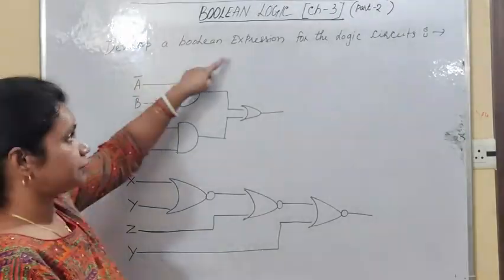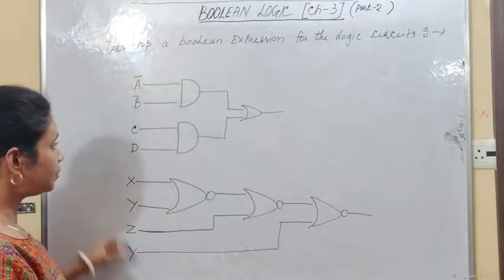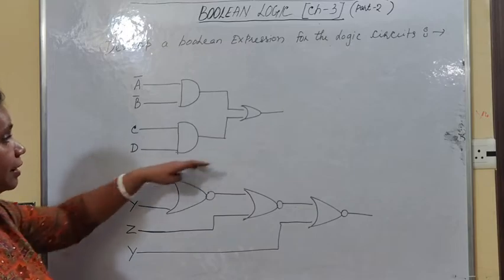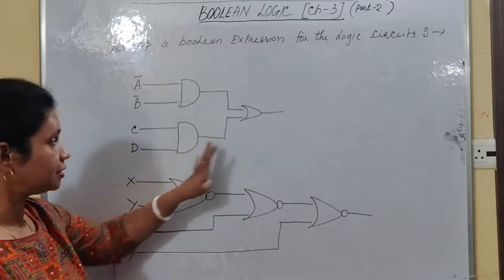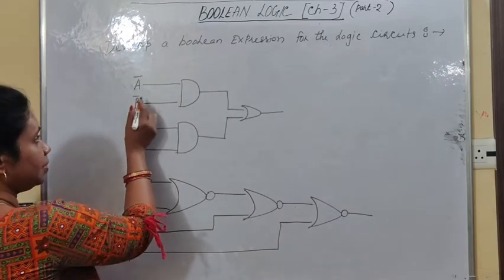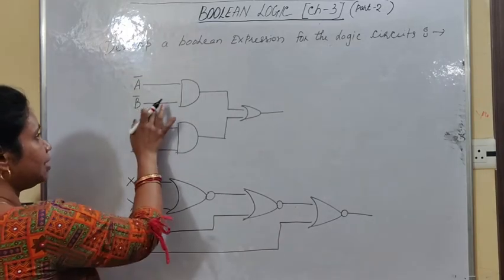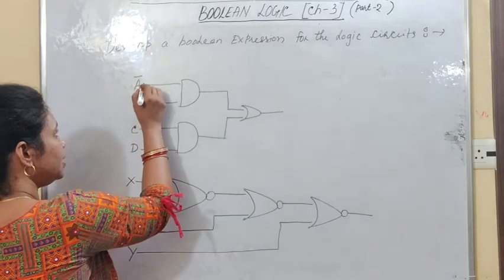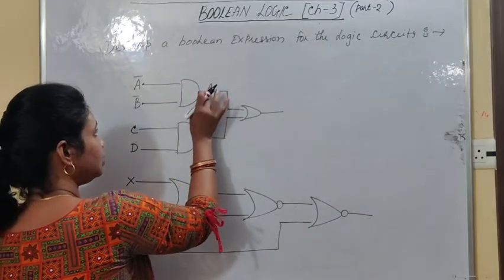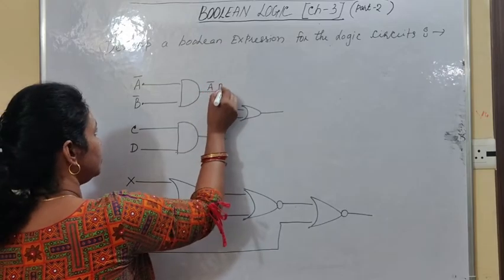Develop a Boolean expression for the logic circuits. Suppose already two logic circuits now we have. We have to write the name of the output of this logical diagram. Right students? So here you can see A bar and B bar. Directly I have written A bar signal. This signal name is B bar. Now A bar dot B bar. So what is the output of this? What is the name of this output? That is A bar and B bar.